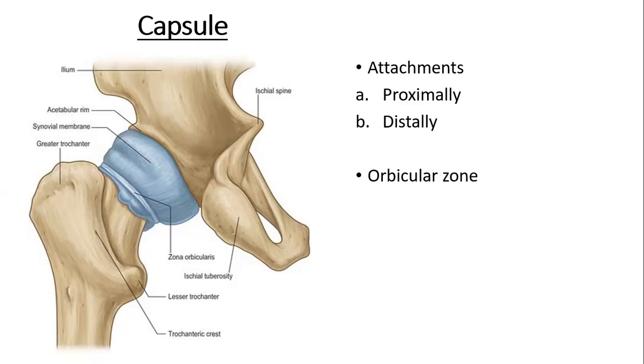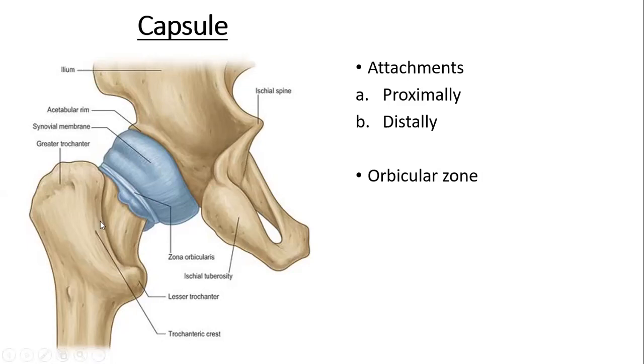Here, some of the deep fibers of the capsule external layer are circularly arranged instead of spirally, leading to the formation of an area called the orbicular zone or zona orbicularis. So these circular fibers are the deep fibers of the capsule of the hip joint encircling the neck of the femur.